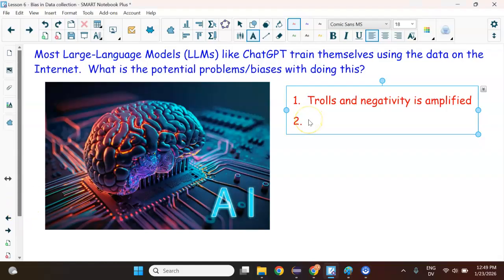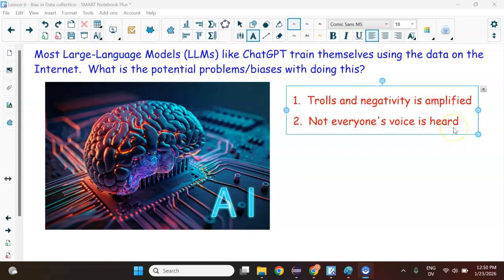Okay, and then I would also say here, not everyone's voice is heard, right? Like we talked about the negativity, some people making reasonable or fair or kind statements might get drowned out by all the negativity, right? Because there's so much negativity, the positive voices get drowned out, and so these models are biased towards negativity, right? So another problem would be not everyone's voice is heard.